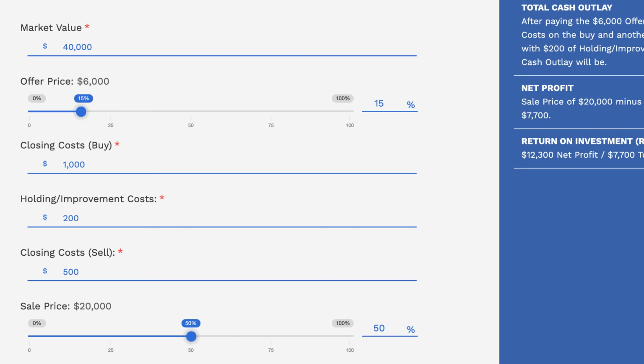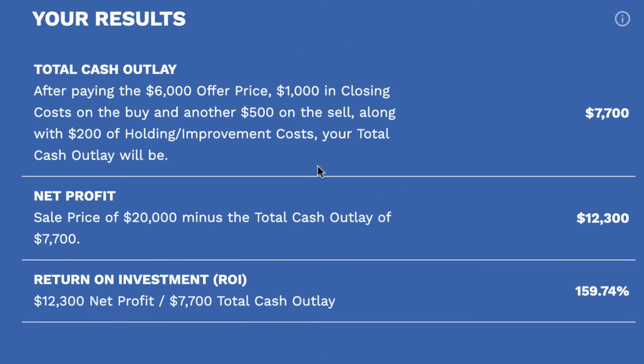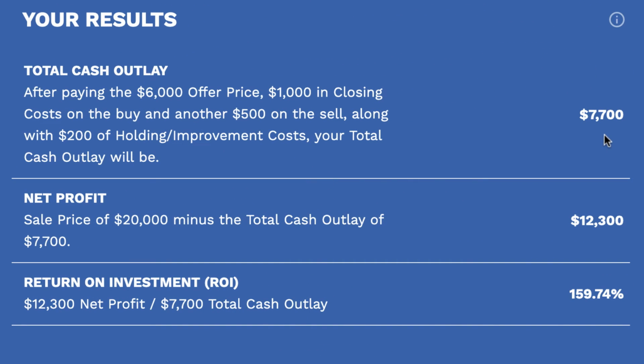So first of all, what this is telling us is that our total cash investment in this property is going to be $7,700. And essentially, this is just adding up our offer price plus the closing costs plus the holding and improvement costs plus the closing costs again on the sell.